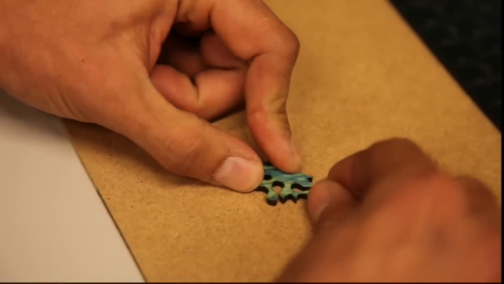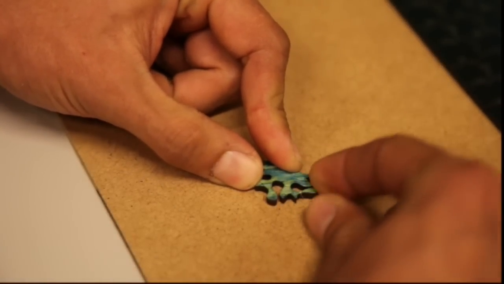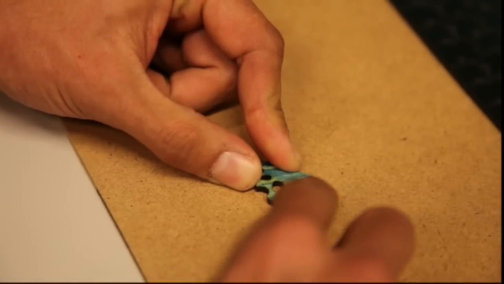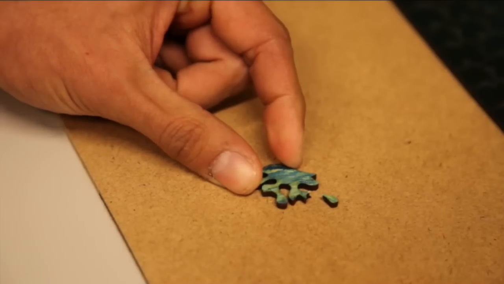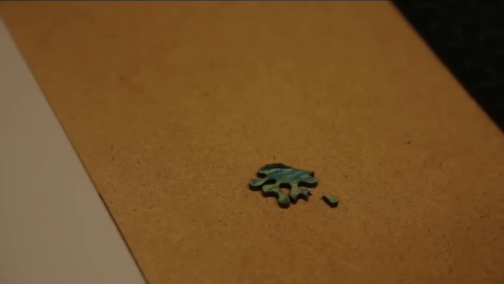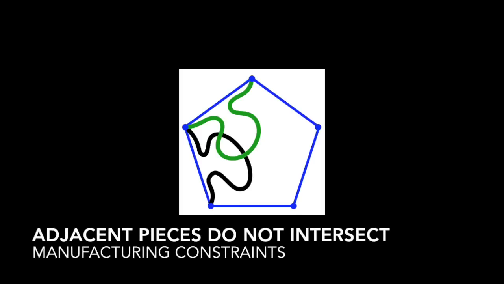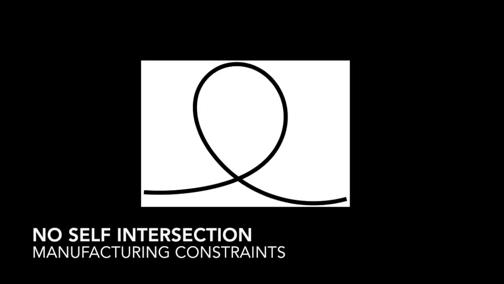We ensure that each puzzle piece has a minimum width so that it will not break easily. Puzzle pieces should also not be so tiny that they are impossible to handle. In order to output valid puzzle curves that we can actually manufacture, we need to make sure that the puzzle cuts do not intersect each other or self-intersect.